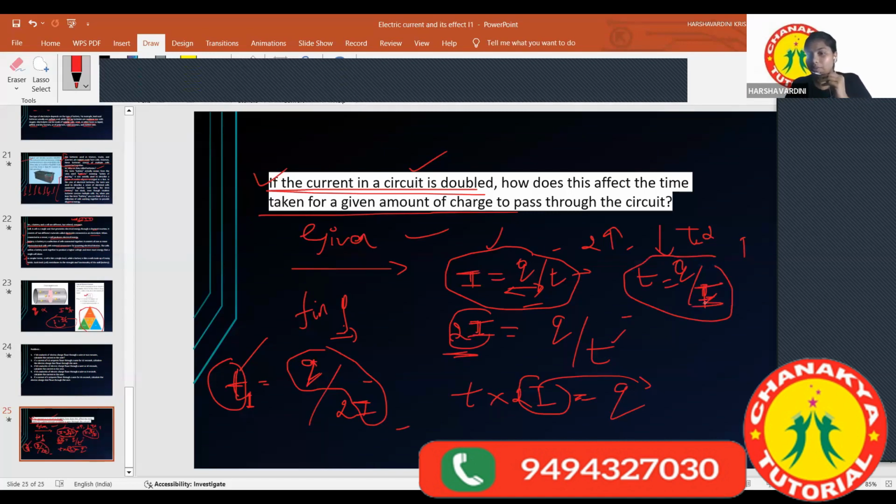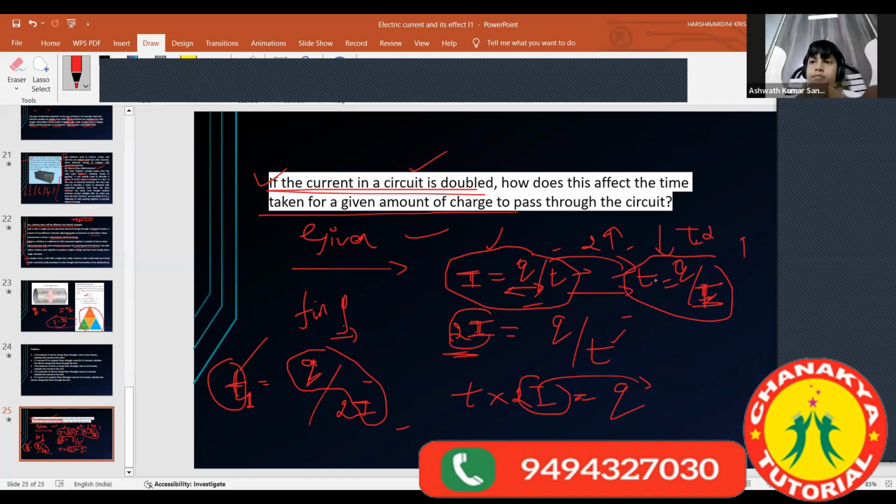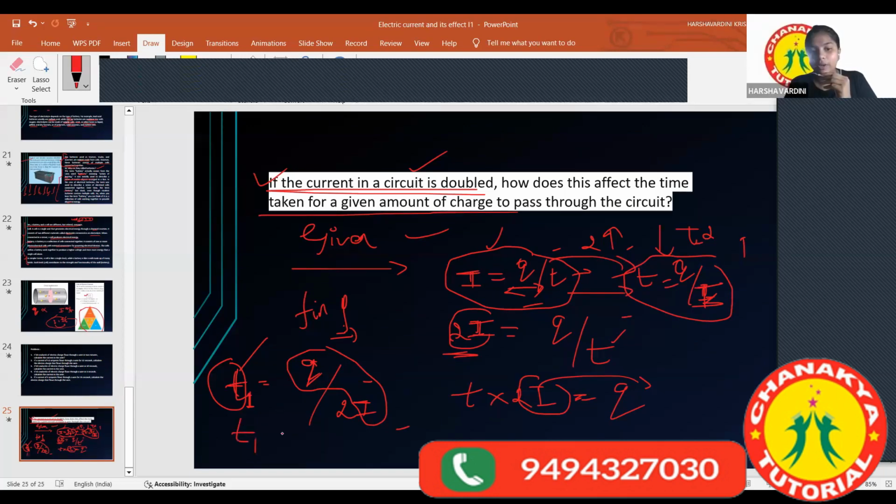Now did I get the value of T? Q by I. I'm taking this from the normal general formula that we all know. Is everybody understanding every single line? Yes, ma'am. Now substitute Q by I in this formula. T1 is equal to 1 by 2, just writing Q by 2I like 1 by 2 into Q by I. Do you all know how it comes, right?